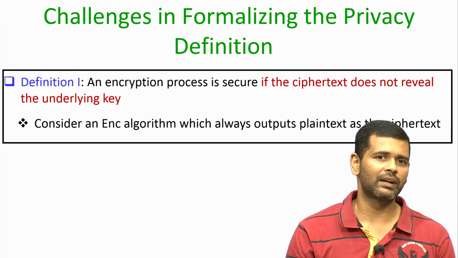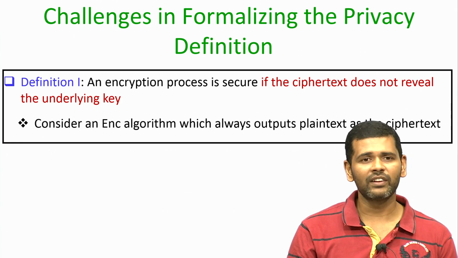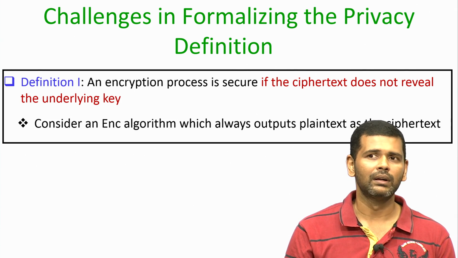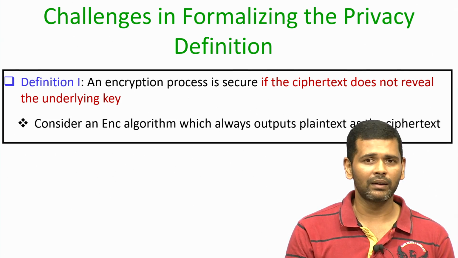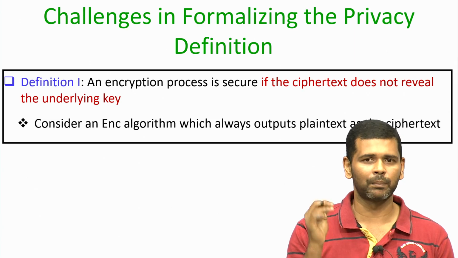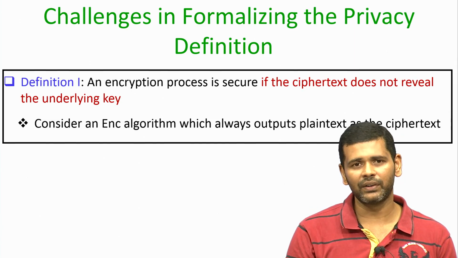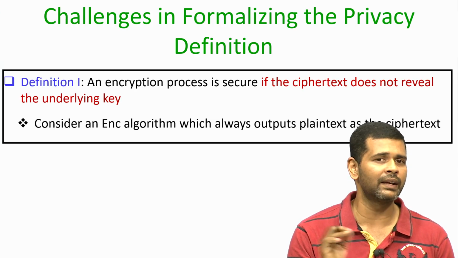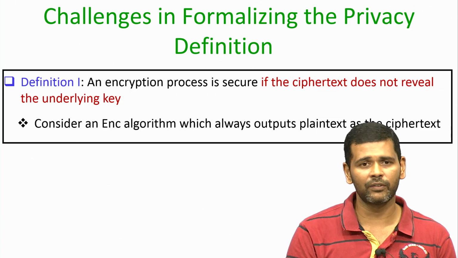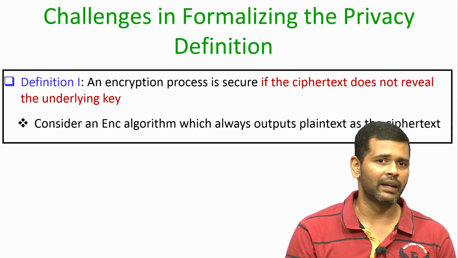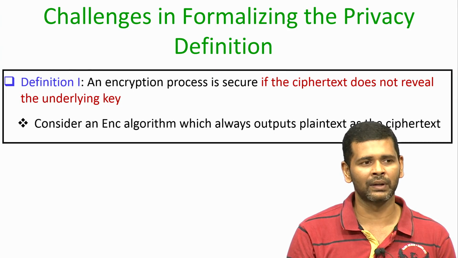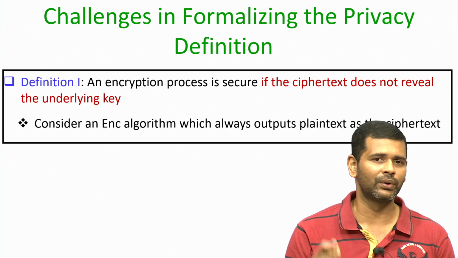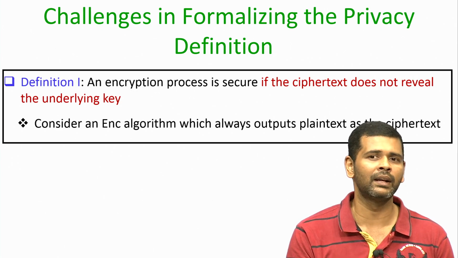For example, consider an encryption algorithm which always outputs a ciphertext which is the same as the plain text. That means the ciphertext does not depend upon the key at all, and the value of the ciphertext is the same as the plain text. If you see this definition and this candidate encryption process, definitely the encryption process is not revealing anything about the key, and as per this definition you can label this encryption algorithm as a secure encryption algorithm. But this kind of encryption algorithm is completely useless in practice, because it is completely revealing your plain text.